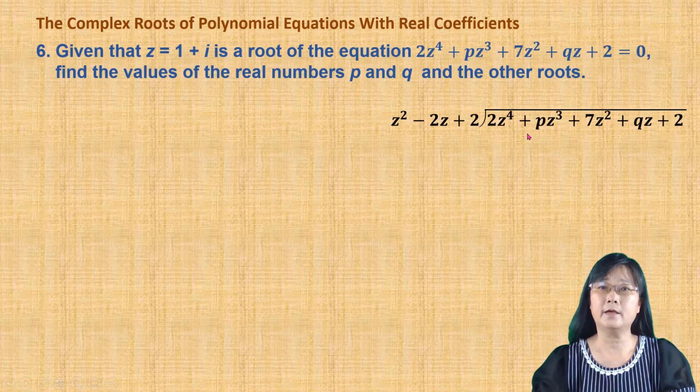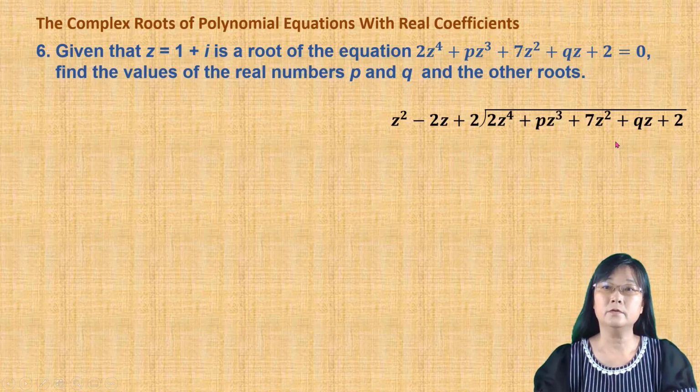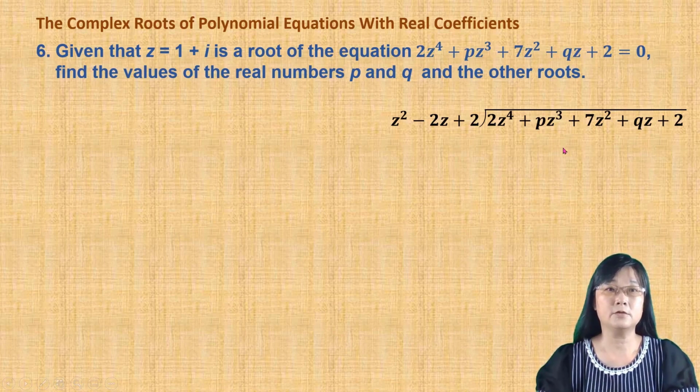But I find that the polynomial has two unknowns, that is p and q. If I use long division, it is quite difficult because there are two unknowns here. So I decide not to use long division. Now I decide to use the comparing coefficients method.